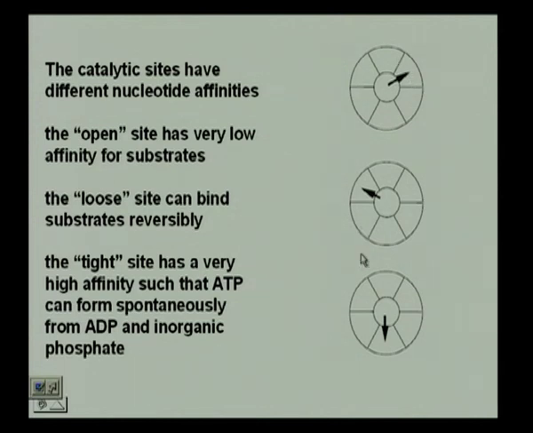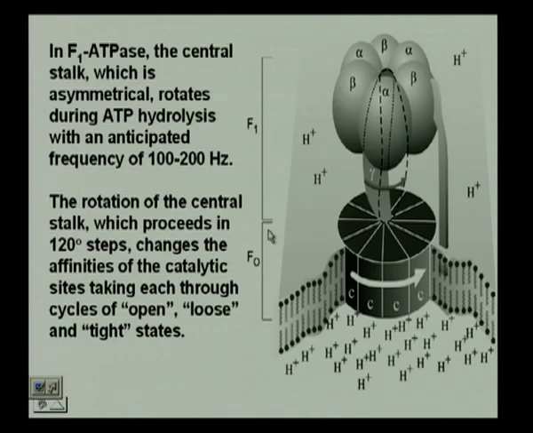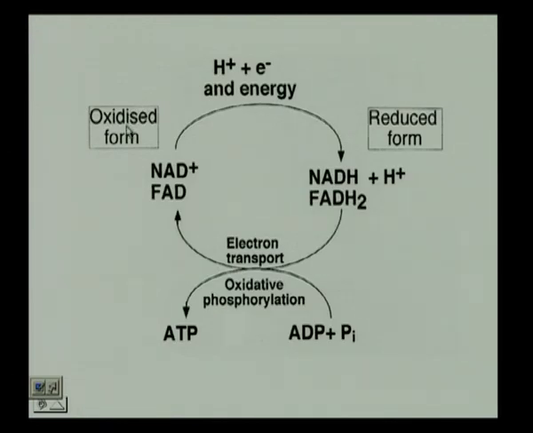So, we have the beta subunit shift in this direction each time. So, eventually we have the ATP being produced. So, basically what we have is this process that is called oxidative phosphorylation.